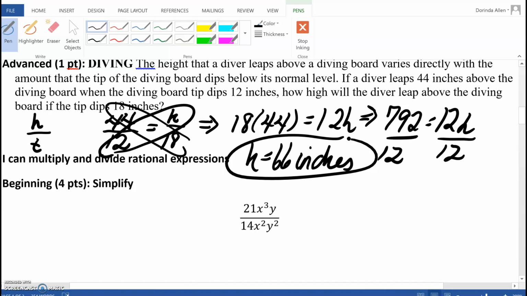Right, so then the next part was just simplifying and then multiplying and dividing. So I'm going to just simplify this. 7 goes into 21 3 times. 7 goes into 14 twice. 2x is here and 3x is here, so I'm left with 1x on the top. 1y on the top, 2 y's on the bottom, so I'm left with 1y on the bottom. So I get 3x over 2y.